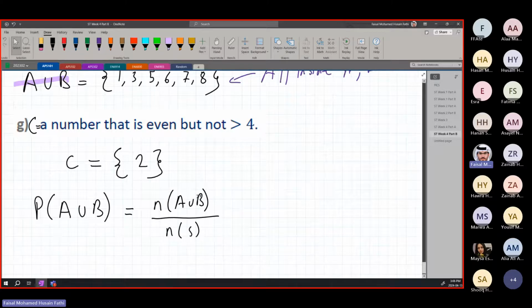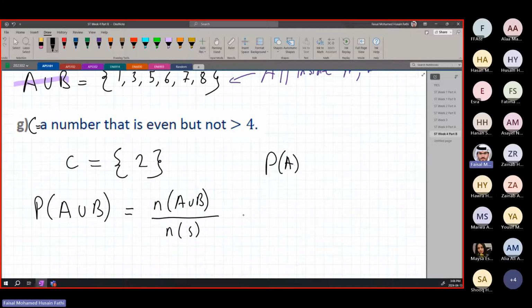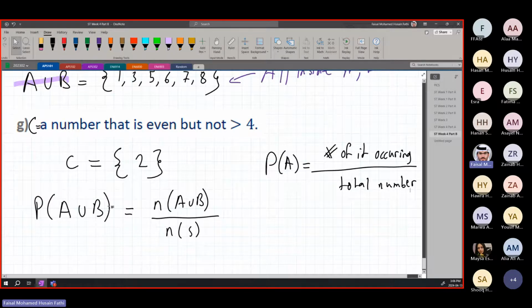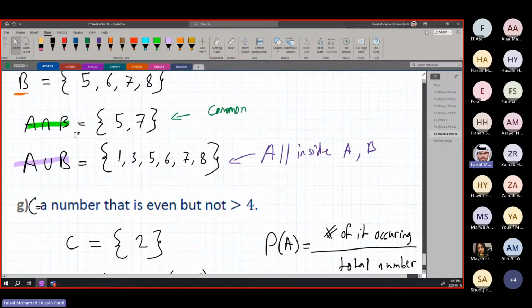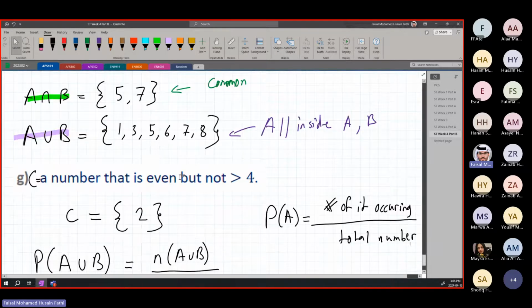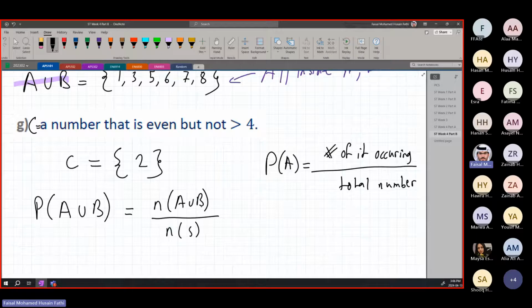The reason I'm using this equation now is because, remember, the probability of any event is just the number of times it occurs over the total number. That's all it is. I know we usually do P(A) plus P(B) minus P(A intersection B). We can do that again. It is not wrong. But in this case, since we already have determined A union B, we can directly just find it, and we will check using that method.